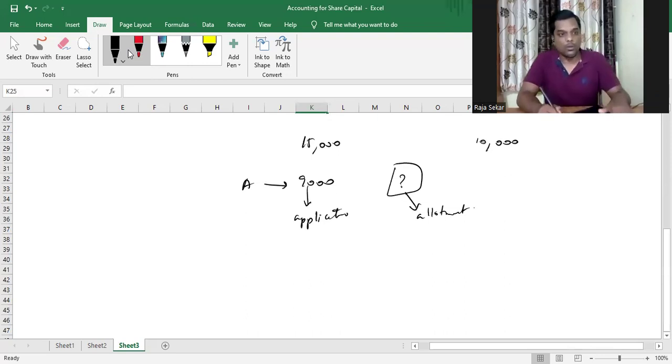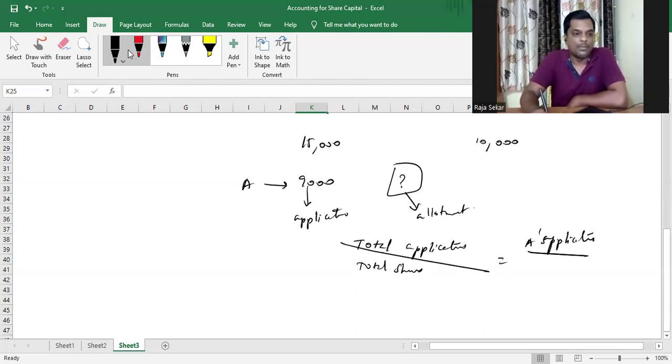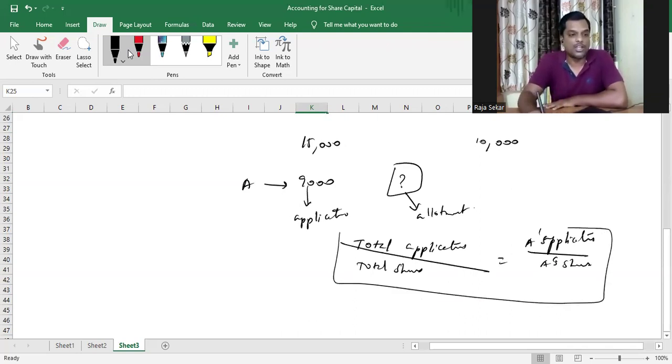Now we have to find out how to do this. There are many ways of doing it. One way would be to follow the formula. The formula is total applications divided by total shares, which should be proportionate to A's applications divided by A's shares, if pro rata allotment has been made. Using this formula and substituting the numbers, we can find the total number of shares allotted to A.